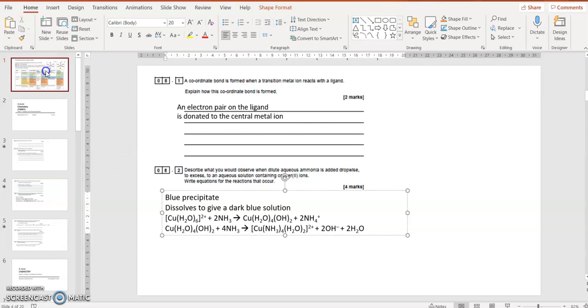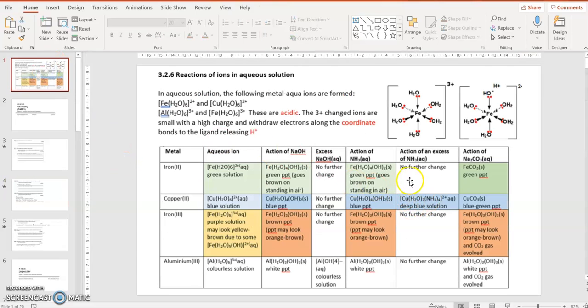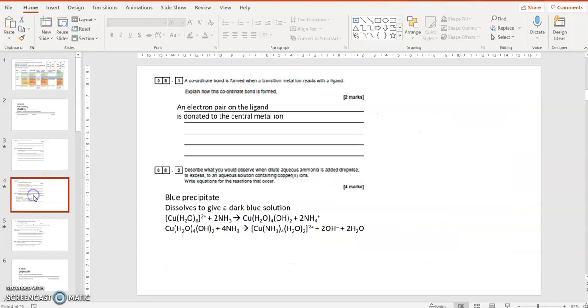What then happens is that if you add more of it, only the copper does this. Copper can have two of the waters and the OH minuses replaced by NH3s. So four NH3s come along, replace two waters and two OHs, and it's now 2 plus charge, because you've got 2 plus on the copper, as you've always got. H2O, no charge. NH3 is no charge, so there must be 2 plus left over, and it's a deep blue solution. So that's the equation there.